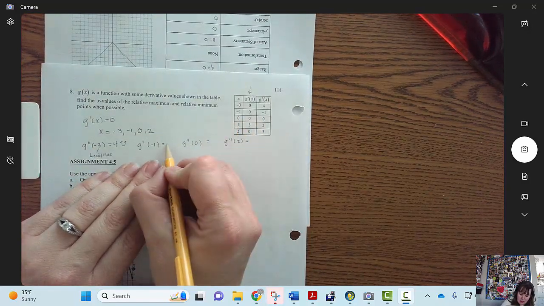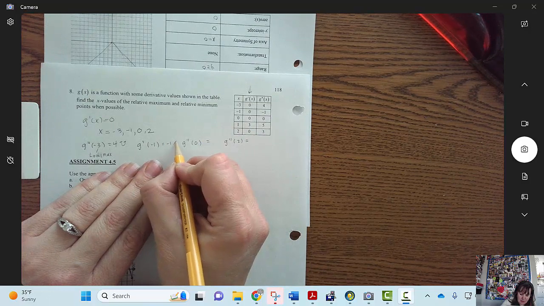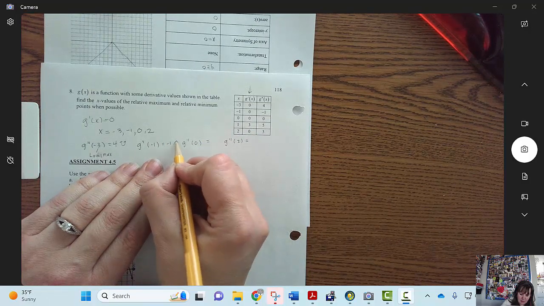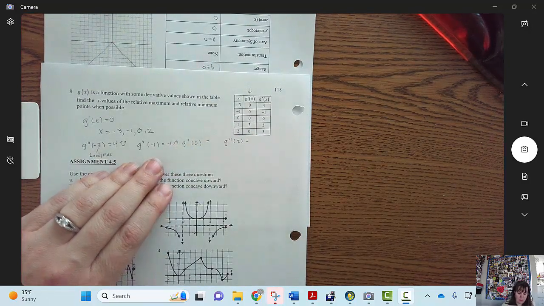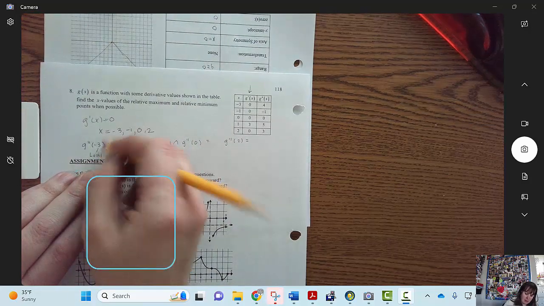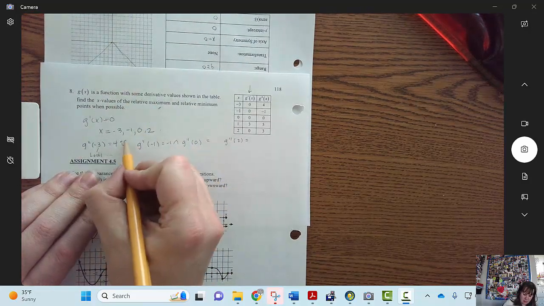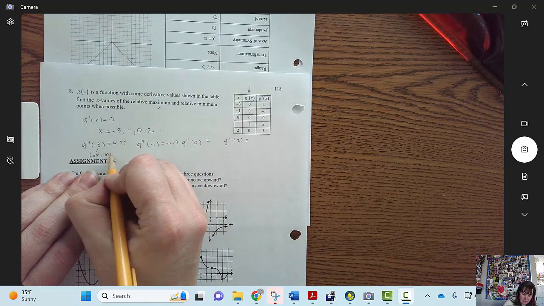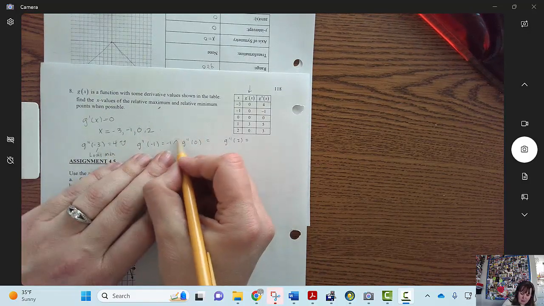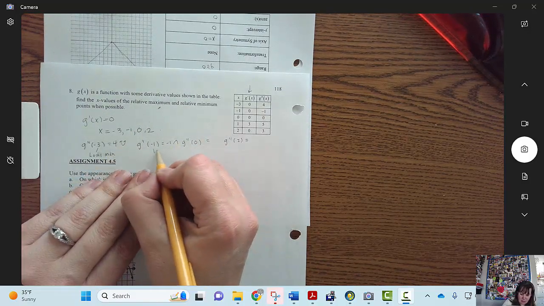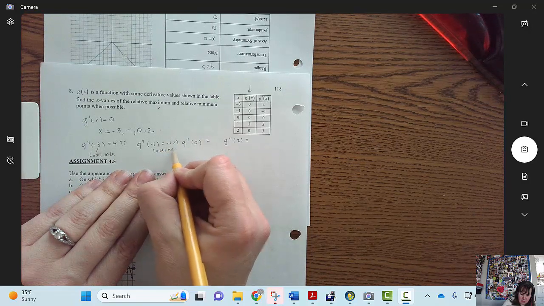At -1, we have -1, so that means we have something that's concave down. That means we'd have a local, oh my word, come back here. So again, let's draw the picture over here. Concave up, that's a local min. Concave down, that's a local max. See, I always have to draw the picture.